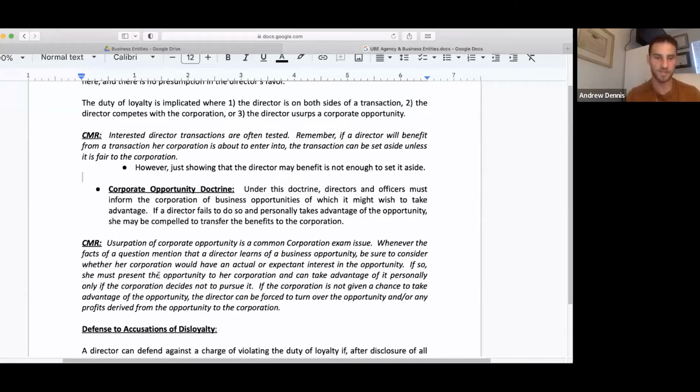If the corporation is not given a chance to take advantage of the opportunity, the director can be found to turn over the opportunity and/or any profits derived from the opportunity to the corporation. Great example. Let's say Ibis Prep is now a corporation. And let's say Alexis, which she will be, is the director. Now let's say Alexis meets someone and they say, hey, I'm looking for bar prep for this law school. And Alexis says, hey, I could do that, and just does it without doing it on behalf of Ibis Prep. Totally a violation, right? She's a director of Ibis Prep. We do bar prep. She couldn't take advantage of that personally without saying, hey, Ibis Prep, the rest of us, do you want to take advantage of this opportunity? We say, no, you know what? We just don't want that. Then she could take advantage of it personally, but she does have to give us notice.